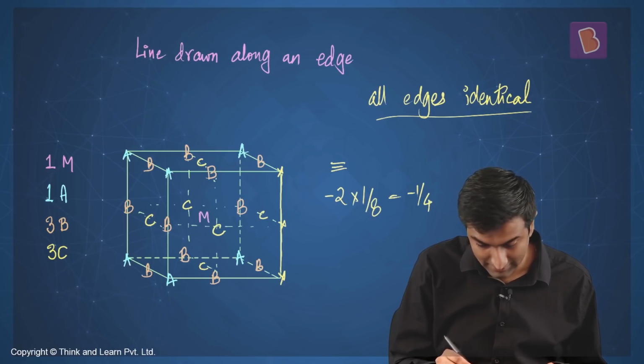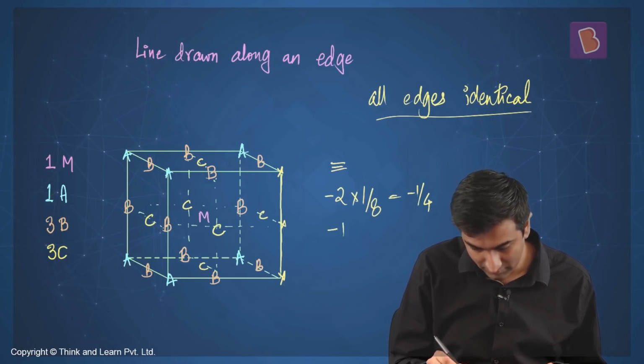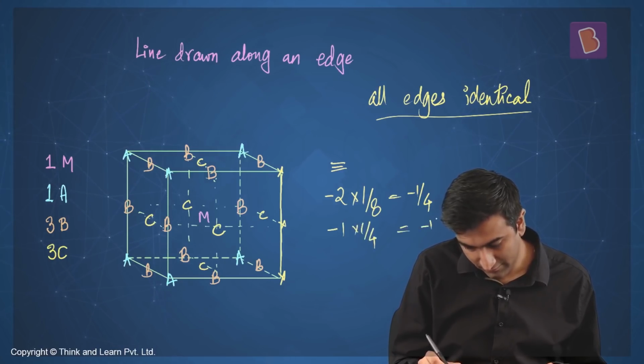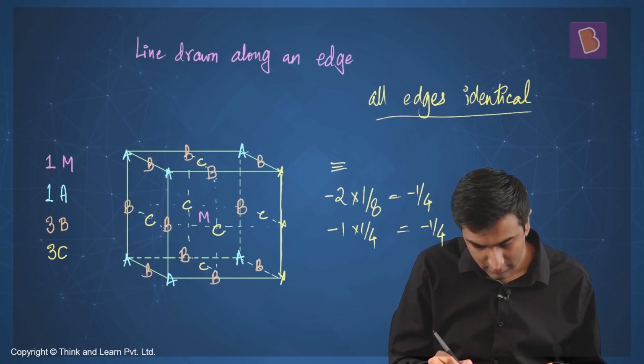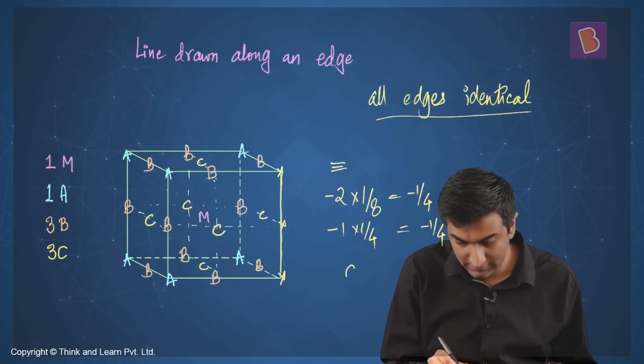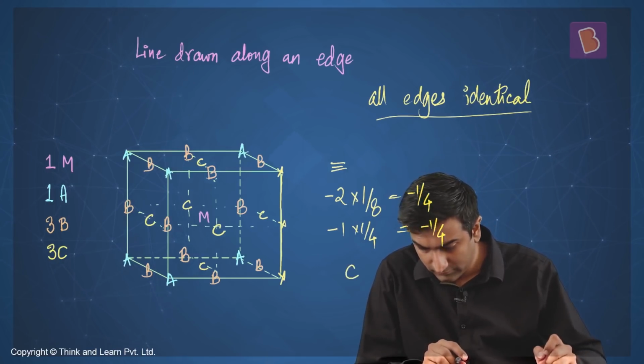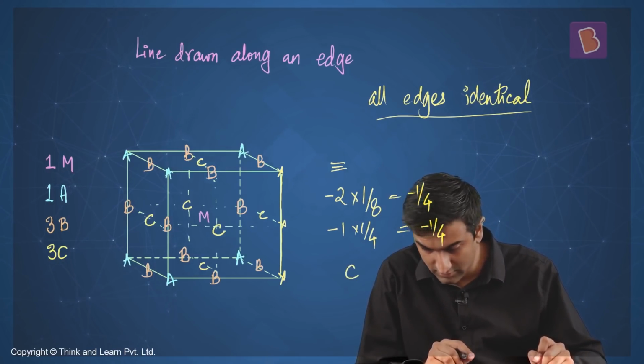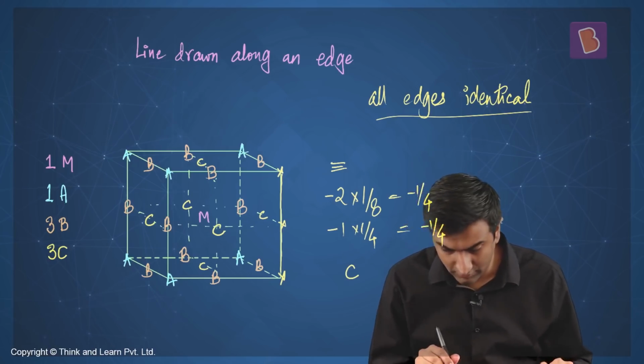And what about this guy here? B. B is what? B is just 1. So minus 1B. Each contributes 1/4. This is also minus 1 by 4. And did I miss anything? C's? No, nothing happening to C. So C stays as is. There's something fishy here. I feel like, no, this seems okay.